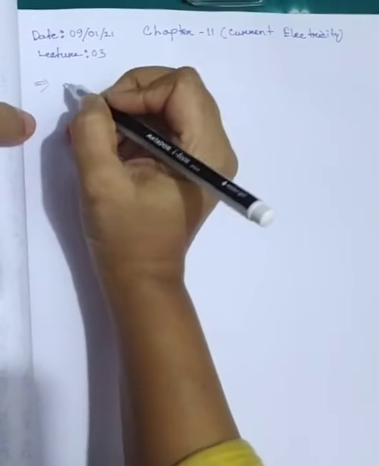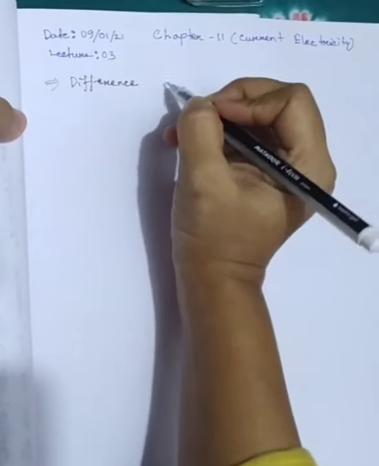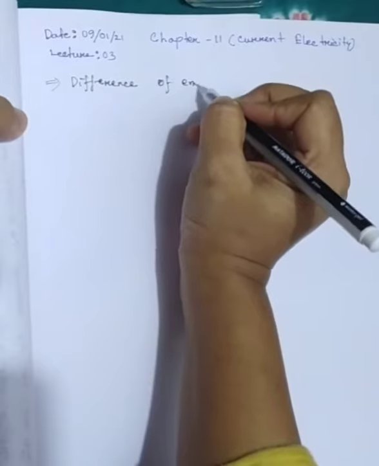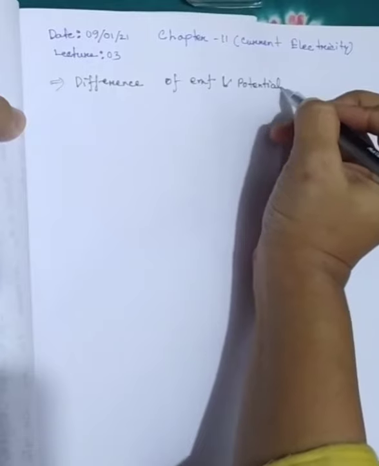And what is the potential difference? It is the work done in bringing a unit positive charge from one point of a circuit to another point. So what are the differences between electromotive force and potential difference? This question also comes in the exam. I'm just telling the points over here, the difference between EMF and potential difference.